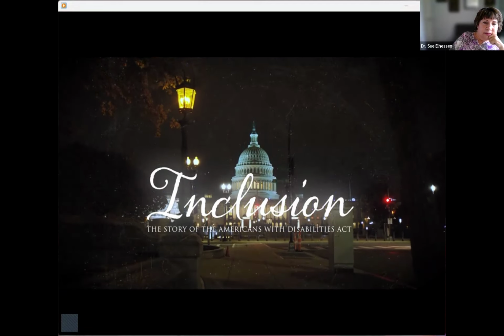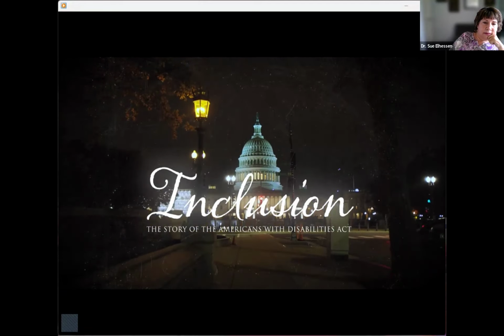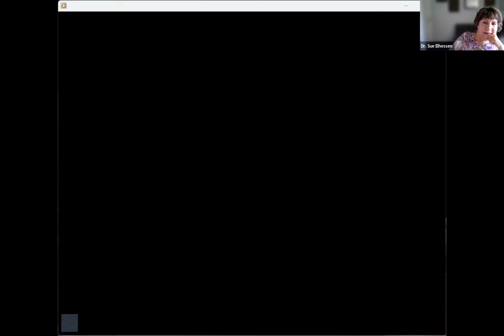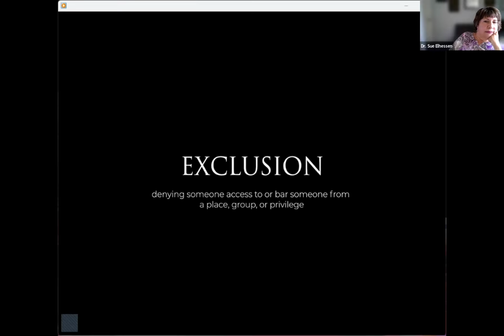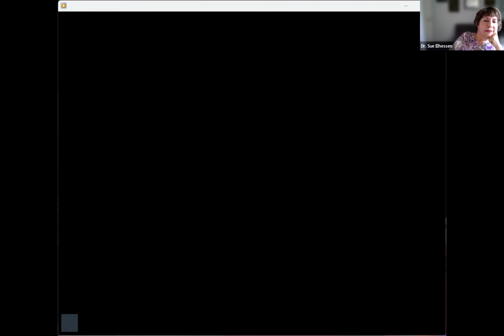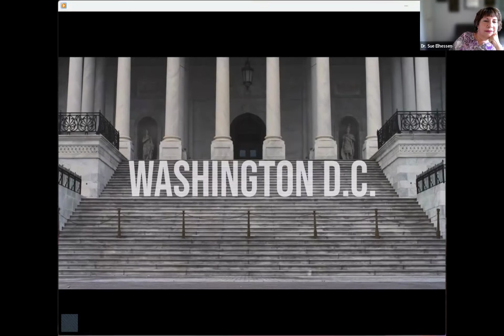Inclusion, the story of the Americans with Disabilities Act. Text reads, exclusion, denying someone access to or bar someone from a place, group, or privilege. Text appears over the Capitol building steps, Washington, D.C. Mark Johnson, founder of ADAPT, speaks.